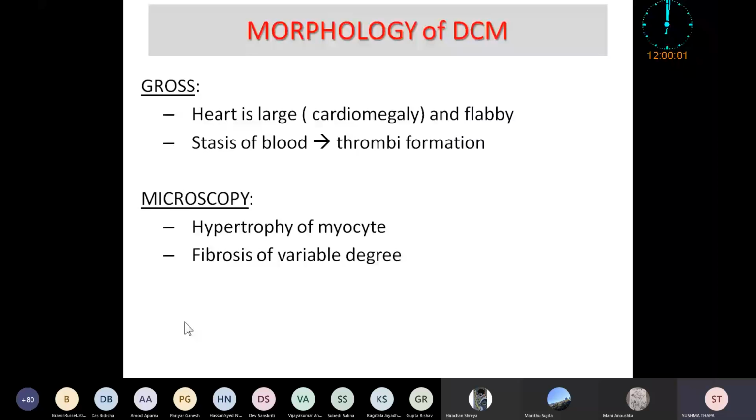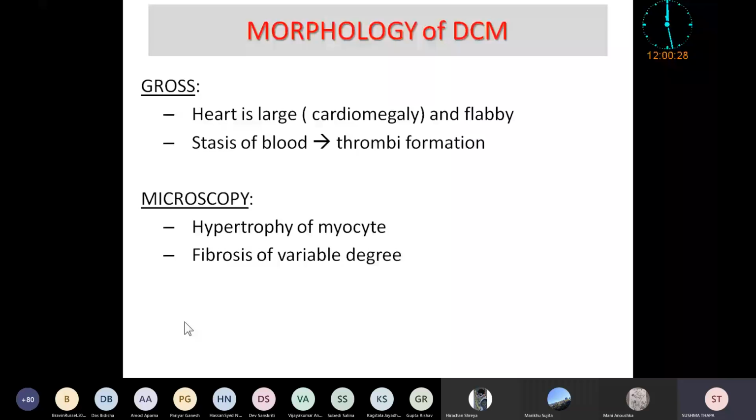Histologically, there will be hypertrophy of the heart muscle, and there will be fibrosis of variable degree. Since the disease forms gradually, you can see that the heart muscles have been hypertrophied, though the heart is dilated, and with time it has occurred. So fibrosis of variable degree is there depending upon the severity.